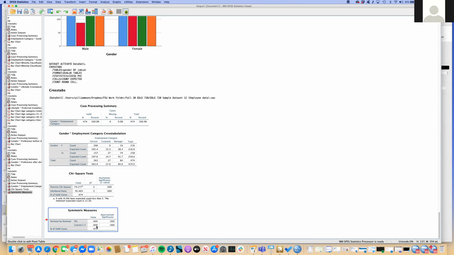But at any rate, we see here that our Cramer's V value is what? What's our Cramer's V value? Is it 1? No. On this chart? On the SPSS. 0.409. Now, when we look at R square, R, and phi, where does that fall?